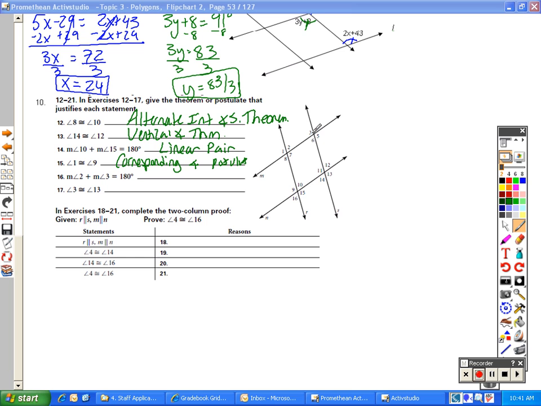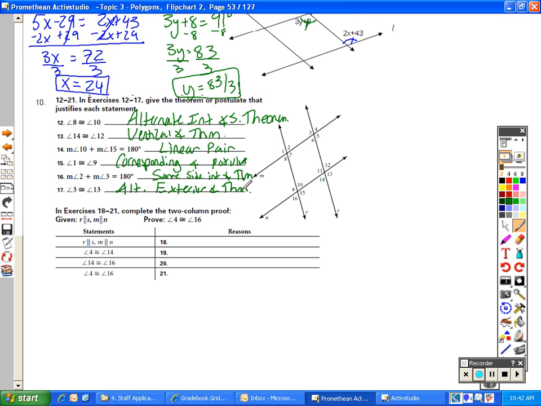All right, why do 2 and 3 add up to 180 degrees? That is the same side interior angle theorem. And why are 3 and 13 congruent? Those are alternate exterior angles. So that's the alternate exterior angle theorem. All right. You will have something like numbers 18 to 21 on your quiz tomorrow.